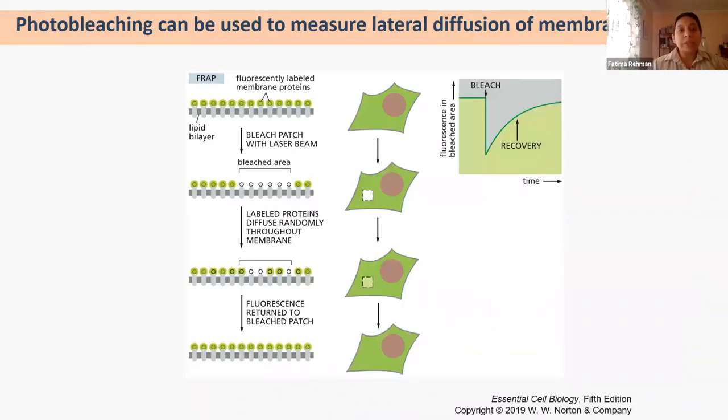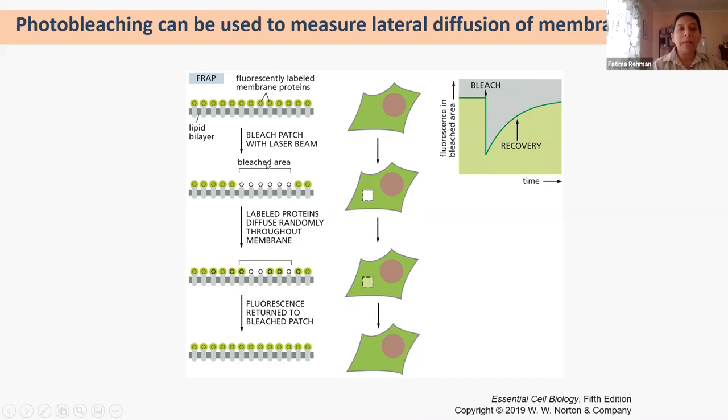Another way that they have looked at trying to quantify the diffusion of proteins throughout the membrane is by using what we call the photobleaching method. In this case, they label the membrane proteins fluorescently, and then they bleach a small portion of the lipid membrane. It doesn't have to be a fluorescent label just on the membrane proteins. They've also done similar experiments where they have done the same thing to the actual phospholipids as well. But in this case, we're looking specifically at protein movements.